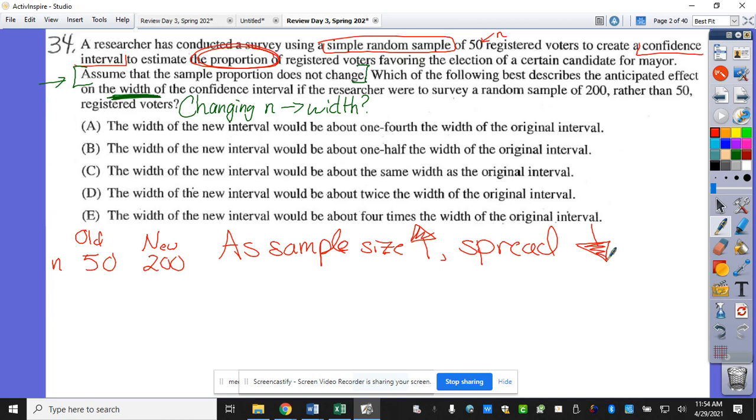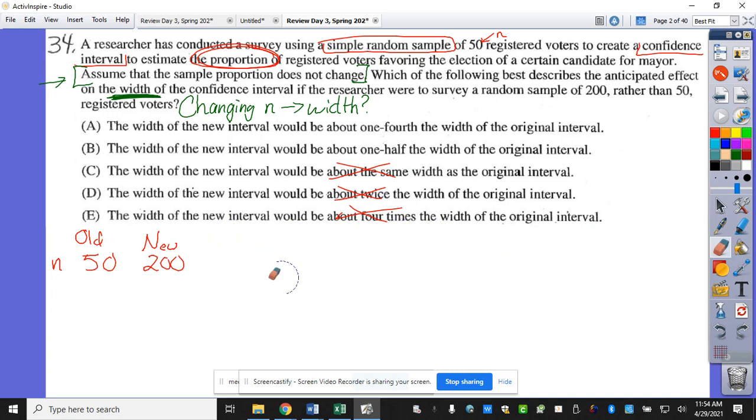So let's say that's all I can come to right now, and I have no idea where to go from there. Well, here, the new interval is a fourth, the new interval is a half, the new interval is the same, new interval is twice, new interval is 4 times. I am now down to 2 answer choices just because I know this, and I've not done anything yet. And that part, I need you to know how to at least get there.